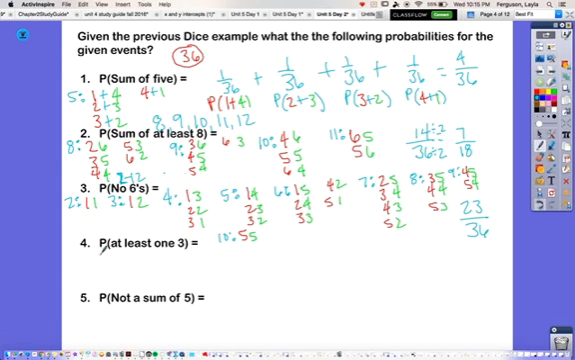4 is probability of at least 1 3. So if I am thinking about 3s, 1s would be out, 2s would be out, 3s would be out. In 4s, I could do a 1 and a 3. For 2, 2 would be out, but 3 and 1 would be okay.